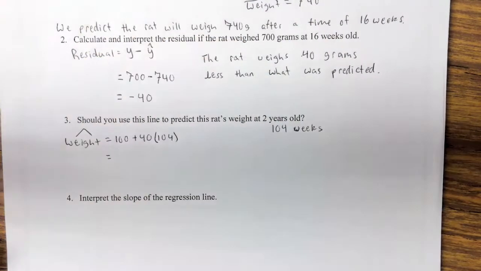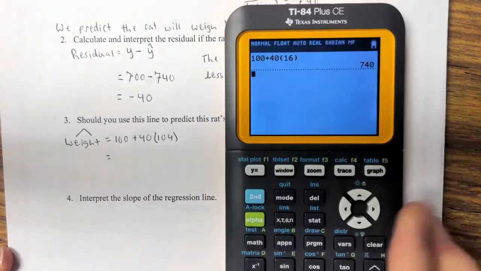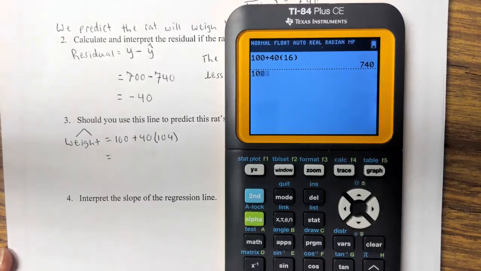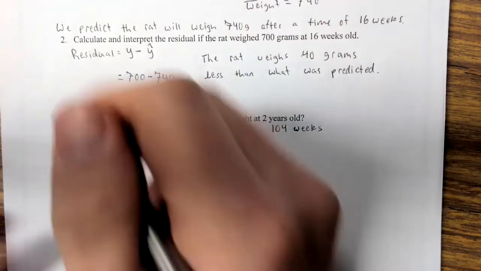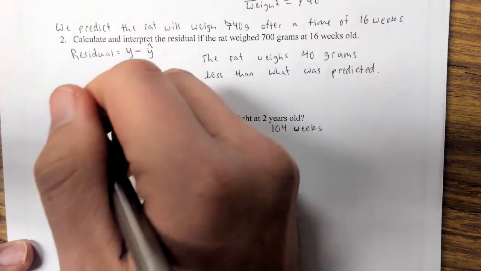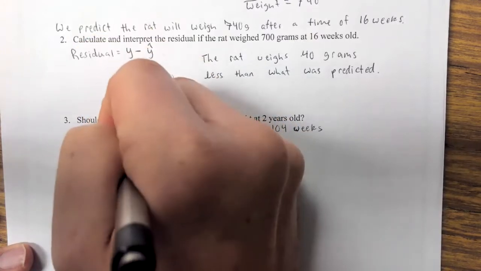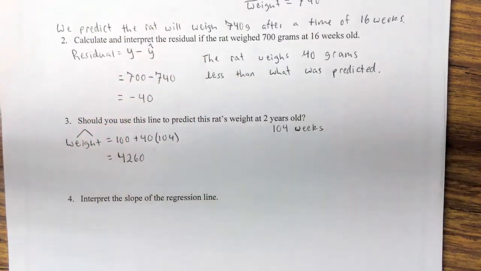What do we expect here? What's the predicted weight for a rat at his second birthday? 100 plus 40 times 104. So we are predicting his weight to be 4,260 grams. How many grams are in a pound? I think it's possibly 400 something.